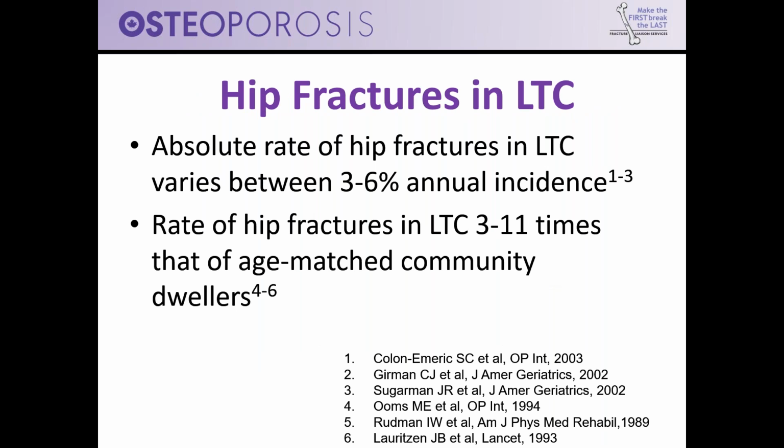But hip fractures occur in long-term care as well. So the absolute rate of hip fractures in long-term care varies from 3 to 6% annually. I mean, this is very high. Remember, we usually consider patients who have a 20% risk of fracture in the next 10 years as high risk. And this is the risk of hip fracture alone in 1 year. This is huge. The rate of hip fractures in long-term care is 3 to 11 times that of age and sex-matched peers in the community.